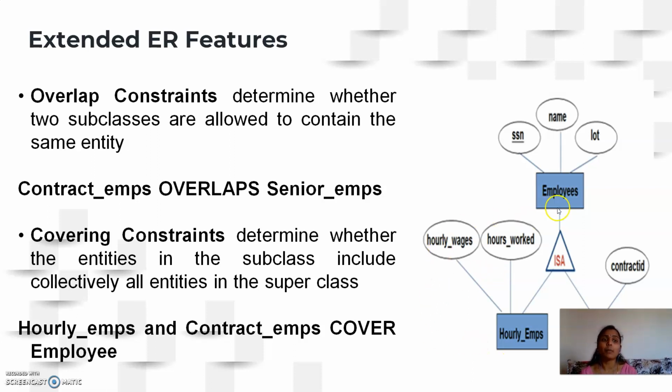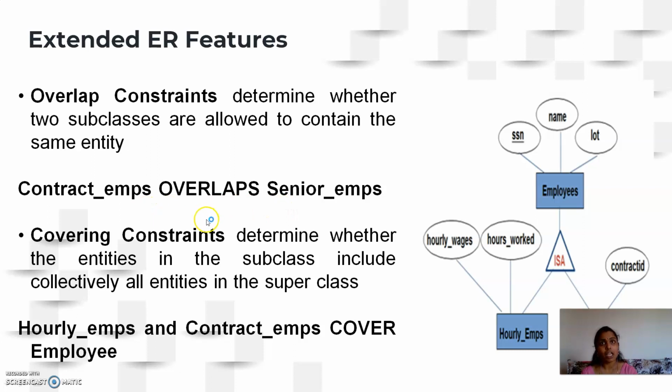But consider one more is-a relationship from these employees: senior employees and freshers. If there is another class from this, now can you consider Bhargavi to be a senior employee and a contract employee? Obviously, yes. So the contract employees can be senior employees or can be freshers. So here, if you have certain overlapping features or overlapping entities among different classes, we will represent that using these overlap constraints. So contract employees overlaps the senior employees.